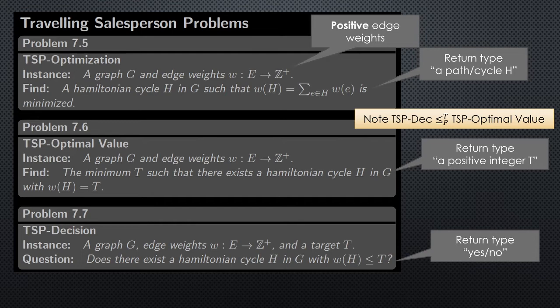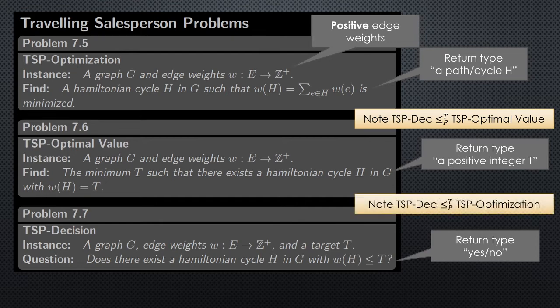If it is, we return true. If it's not, we return false. That's it. That establishes the existence of a polynomial time Turing reduction from TSP decision to TSP optimal value. So now I'll ask you, can we reduce TSP decision to TSP optimization?